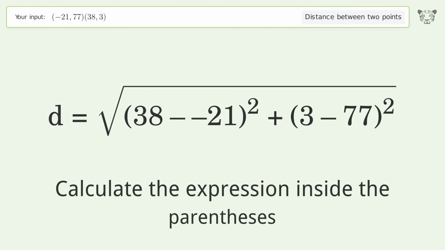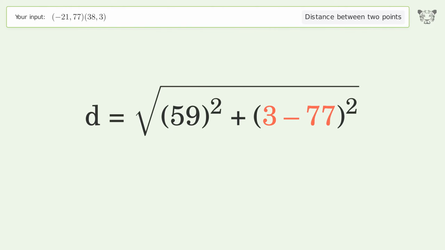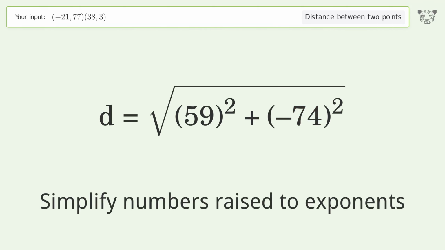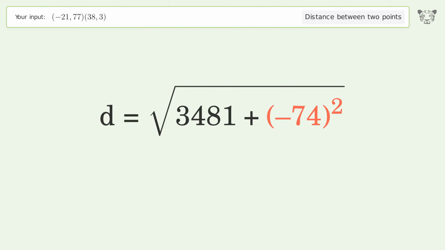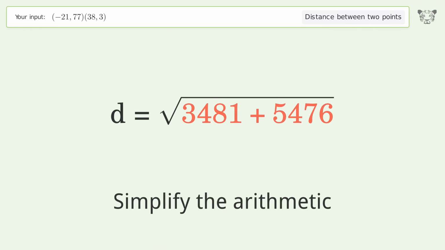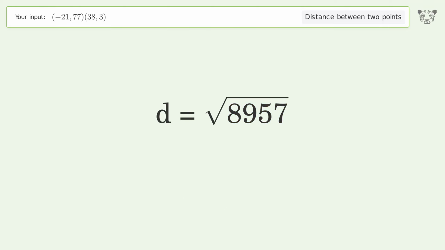Calculate the expression inside the parentheses. Simplify numbers raised to exponents. Simplify the arithmetic. And so the distance between the 2 points is the square root of 8,957, or 94.641.